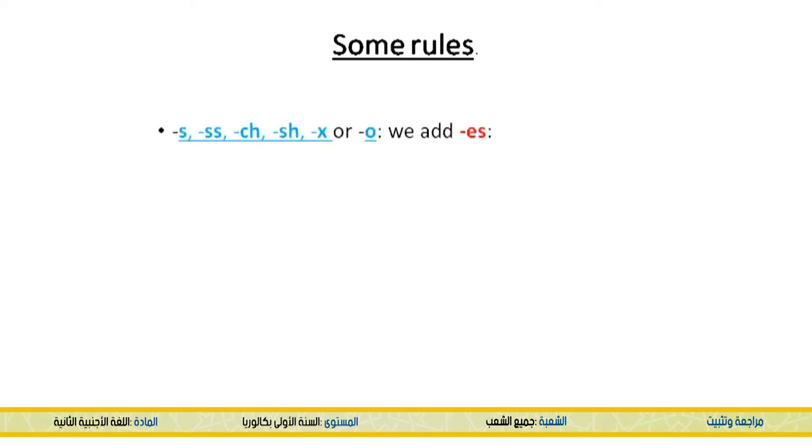Now here, with the words that end in S or double S or CH or SH or X or L, we add ES. For example, bus, buses, watch, watches, box, boxes, brush, brushes, right?